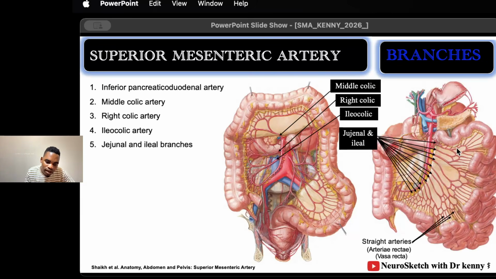We have the straight arteries that are coming from the arches. These arches are formed by the jejunal and ileal branches, which supply different parts of the intestine, and these are called the straight arteries. The straight artery is also called the arteria recta. Recta means straight, arteria means artery, but it can also be called the vasa recta, meaning vasa means vessel, recta means straight.